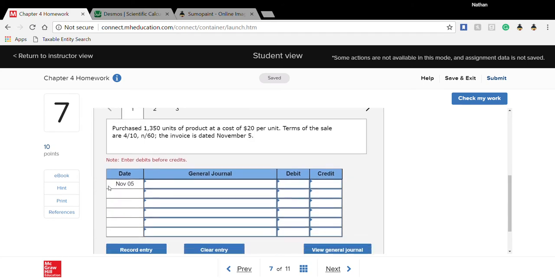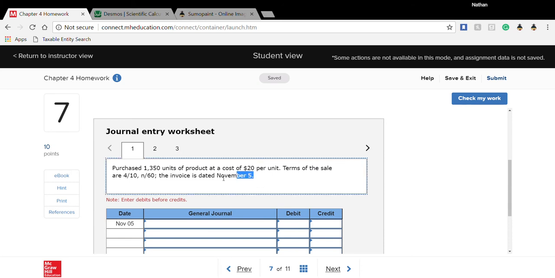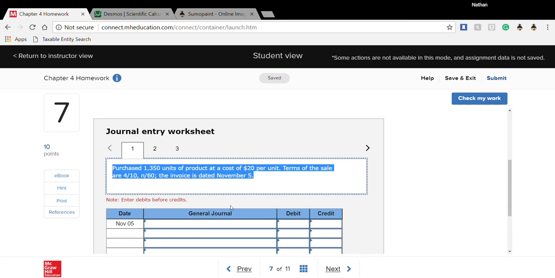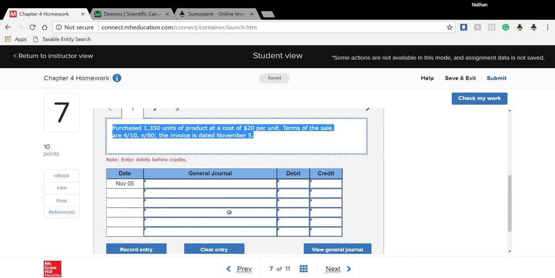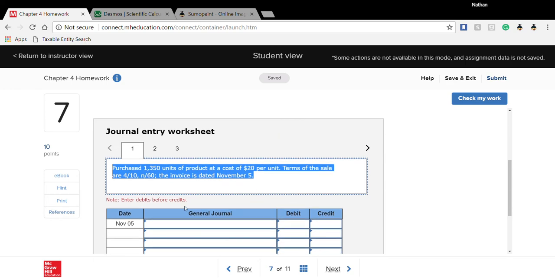Again, this one tells us the actual transaction before we go. On November 5th, we're purchasing. So again, we're going to look at what increased for us. Was it some kind of ownership? Of course, we now own 1,350 units of some kind of product.